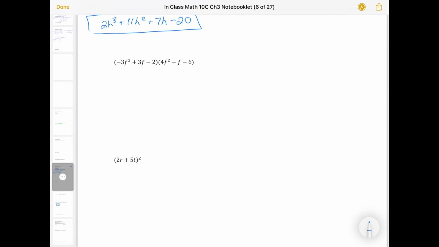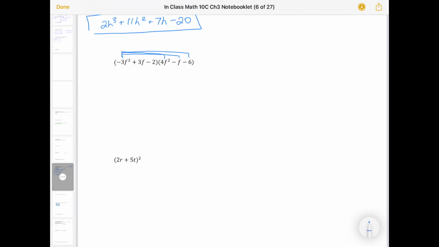All right, this question here, a trinomial by a trinomial. Again, same process, just more of it. So negative 3f squared, and I'm going to multiply that by 4f squared, by this negative 1f, and by this negative 6. Now, I'm not just drawing these arrows here for you. I do that for me too when I'm doing this, right? It's a good reminder for you. It helps you keep track of all of these things, especially when we get more and more terms. It's really important to keep track of it.